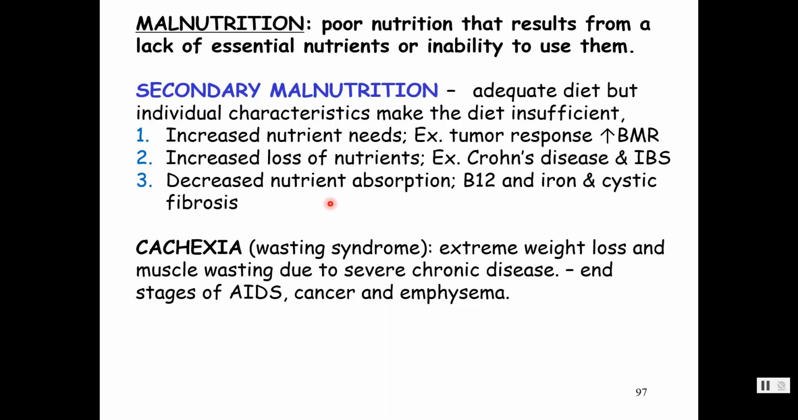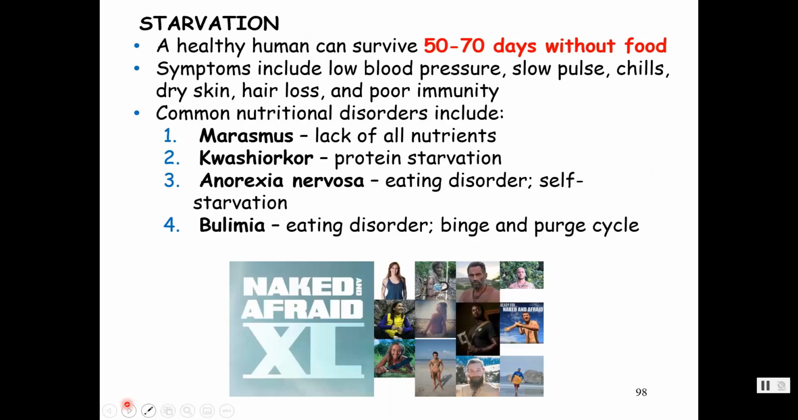Someone can have pernicious anemia, so that lack of intrinsic factor, they can't absorb B12, or they can't absorb iron for other reasons, or cystic fibrosis leads to a blockage of the pancreatic duct, so you don't get adequate digestion or absorption. So that's what's called secondary malnutrition. So your patient's disease state will affect their amount of nutrition.